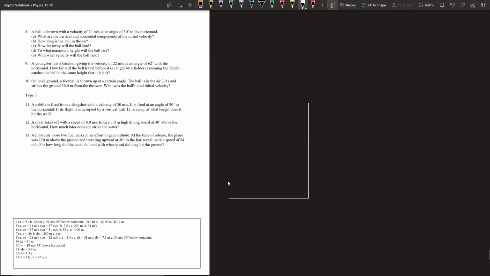So what's happening in this question is you fired it at an angle like that. And this is your building right here, which is going to interrupt this flight. This pebble was fired at a velocity of 30 meters per second at 30 degrees.